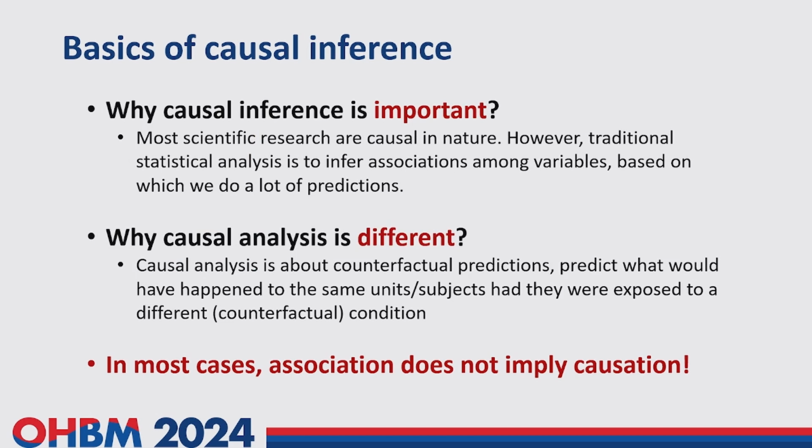It's difficult. So why is causality important? I believe everybody here is a researcher, right? Scientific research itself is causal in nature. We're trying to discover the causal mechanism for neural functions and so on. Why is causal analysis different from traditional analysis? Because we are trying to do a very difficult prediction, which is counterfactual prediction. It's usually formulated like what will happen if we do something or not do something to our subjects. So it's quite related to precision psychiatry and the like. But do remember, in most cases, association does not imply causation.